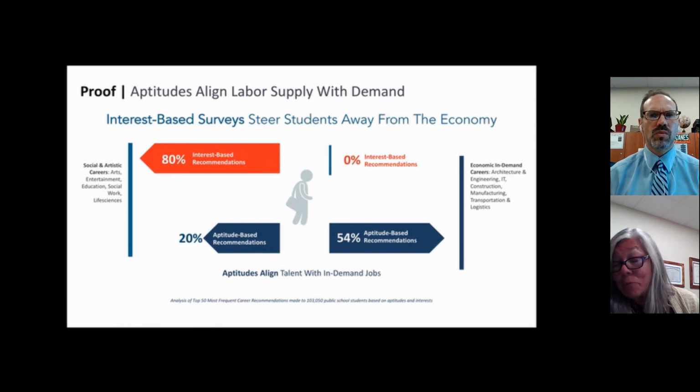Whereas 0% of the 200,000 students said they were interested in in-demand careers like architecture, engineering, IT, construction, manufacturing, transportation, and logistics. But based on aptitude, 54% of those 200,000 students had aptitudes for those careers. High paying, high profile, in-demand jobs.